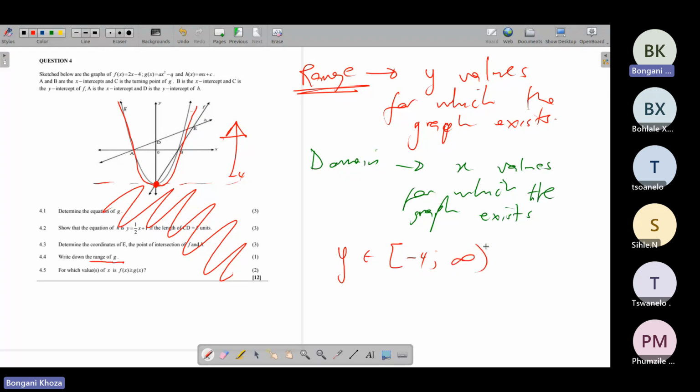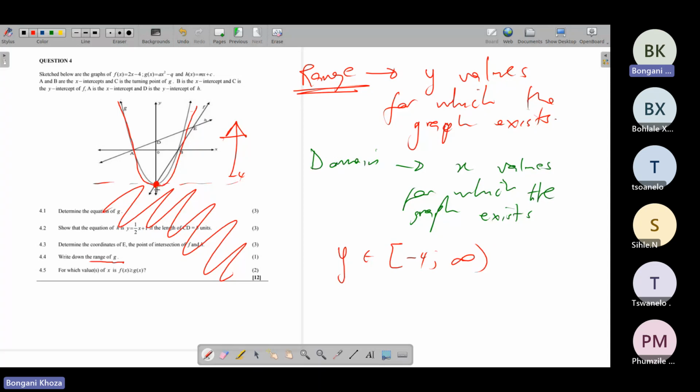We do not include positive infinity. We do not use a square bracket for positive infinity because we do not know the exact number that we can say is positive infinity. It could be a million, could be 10 million. We are not sure which one of those was used for infinity. So this is your range. So that's that 1 mark over there.